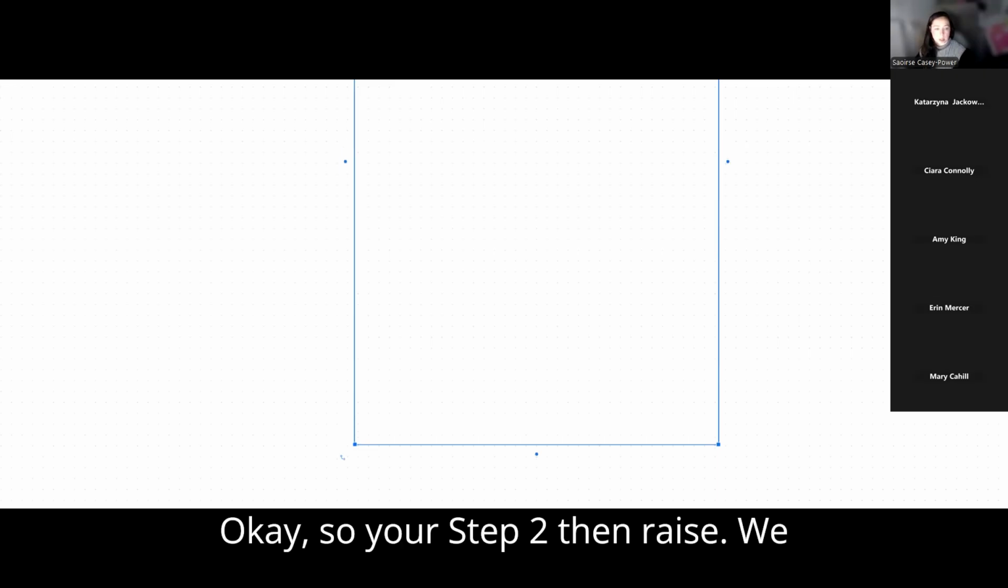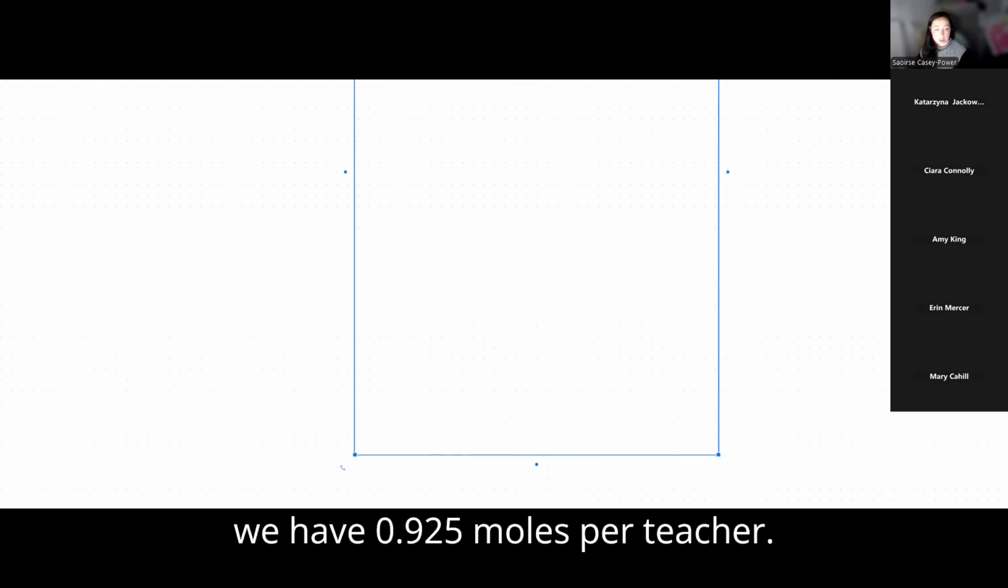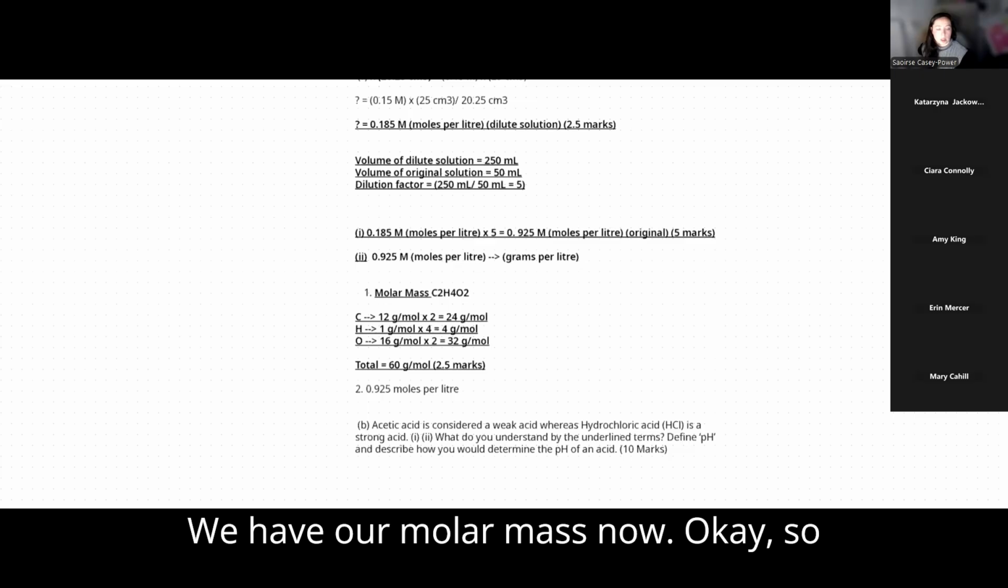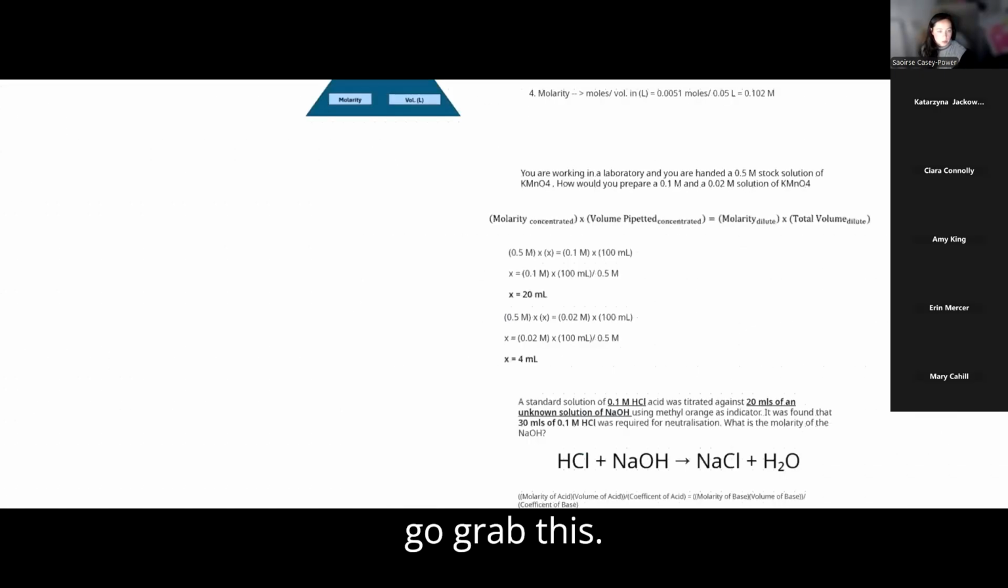Okay, so your step 2 then. We worked out the molar mass, and we know we have 0.925 moles per liter. We have our molar mass now. Just excuse me a second, I'm just going to go grab this.